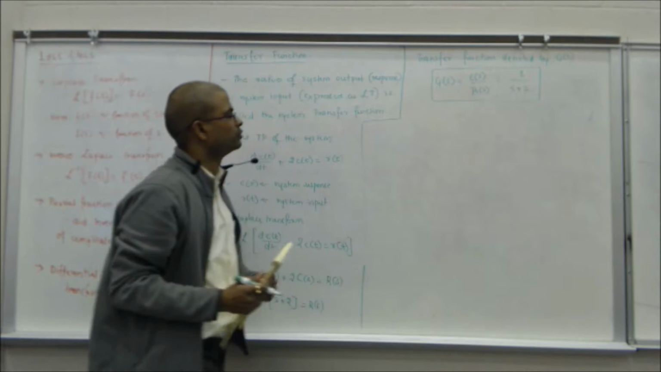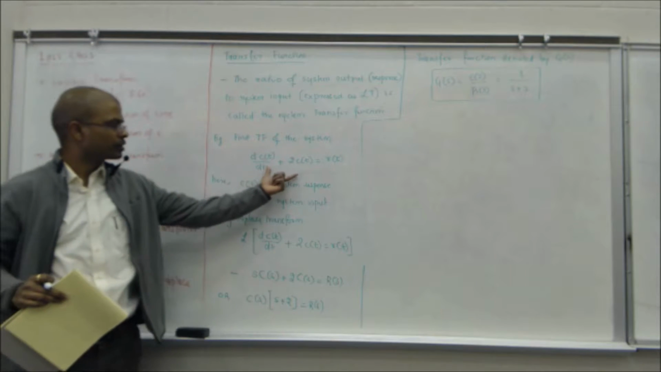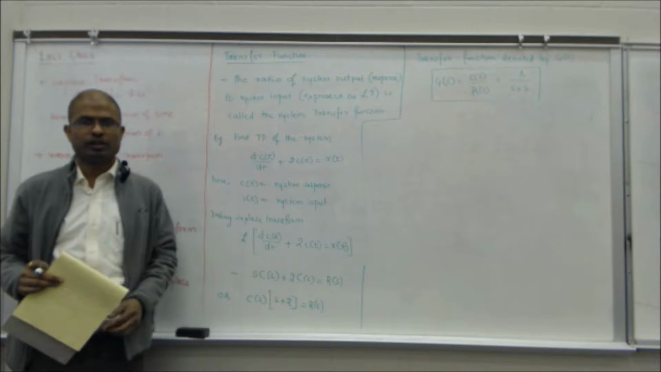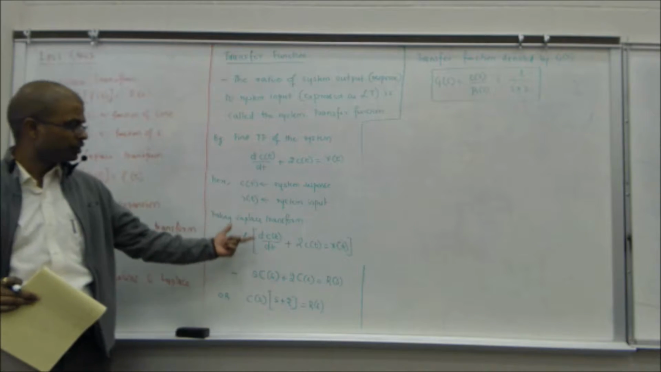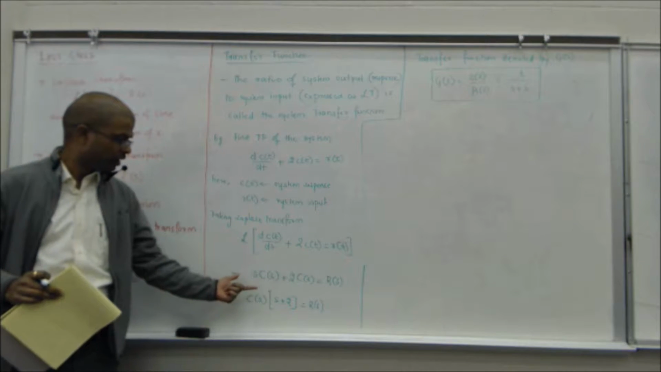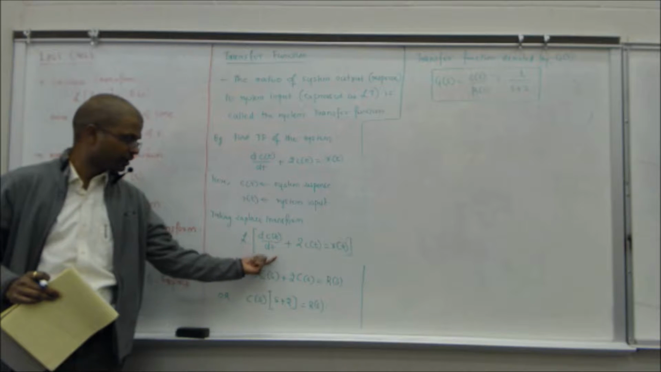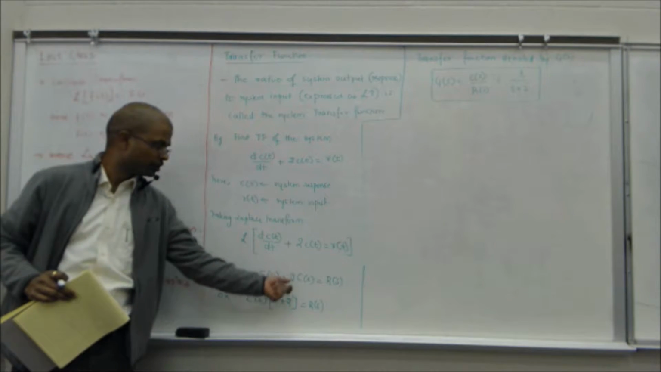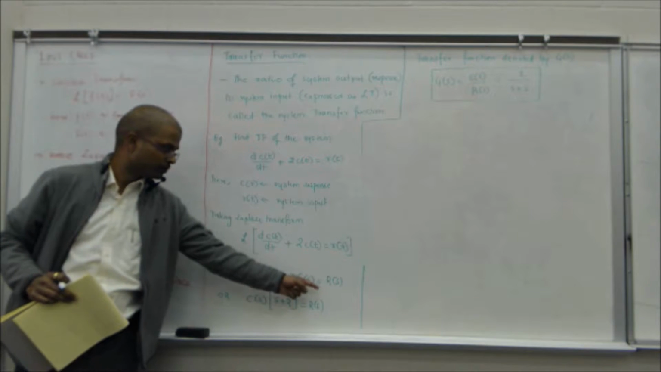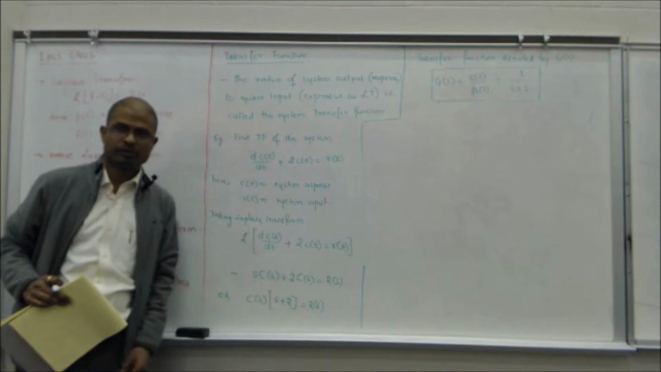Right? This is how you're given this system, and if you're asked to find the transfer function, this is how you go about doing it. You take the Laplace on either side, okay? And then the Laplace of this is s into C(s). Laplace of this is 2 into C(s) and equal to R(s).